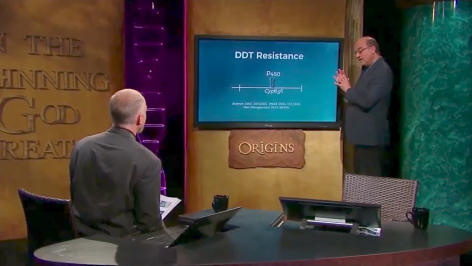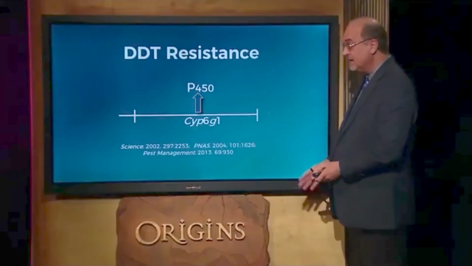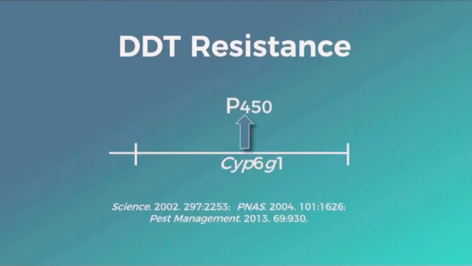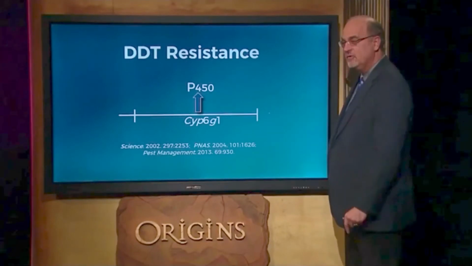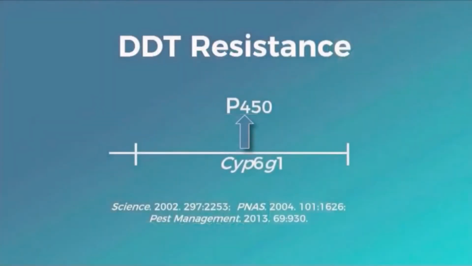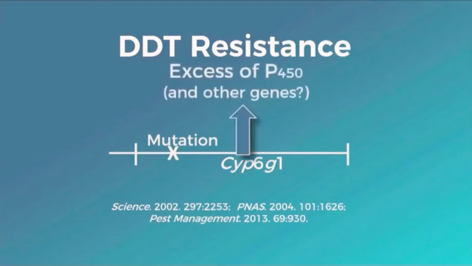But here's one of the things that's happening in DDT resistance. You have a gene called CYP6G1. Not real catchy or original, but nobody names genes like Tom or Sally. It makes a protein called P450. Now, resistance can occur if a mutation occurs in this gene such that you increase the production of P450. This increased production of this protein contributes to DDT resistance.